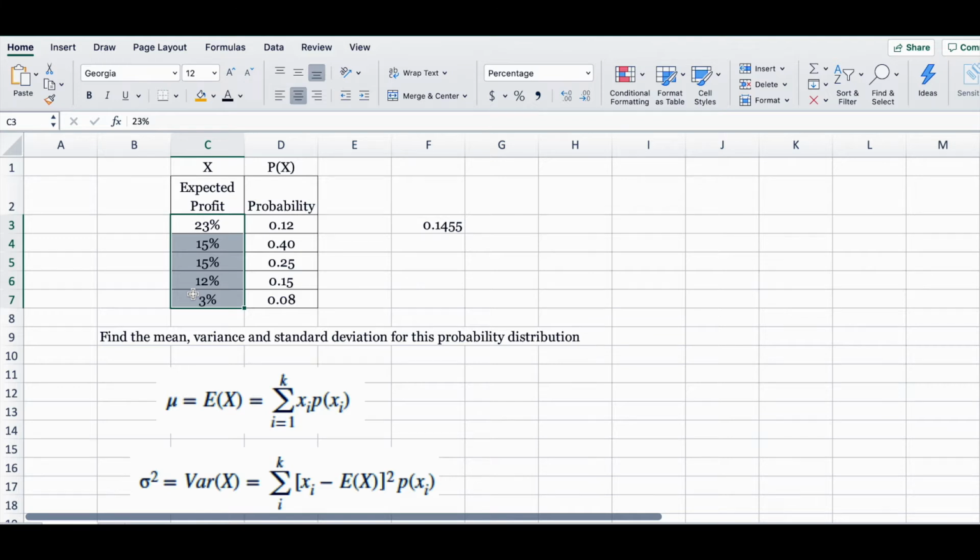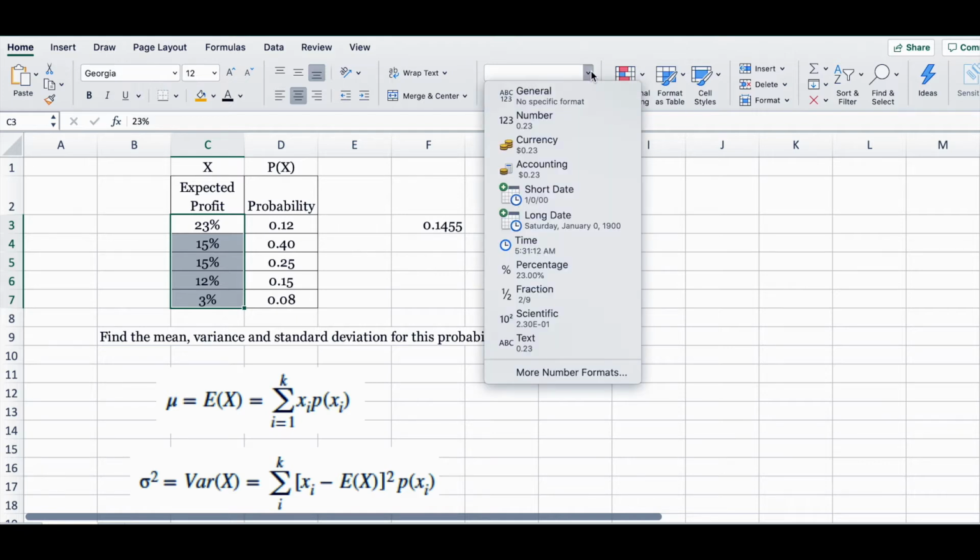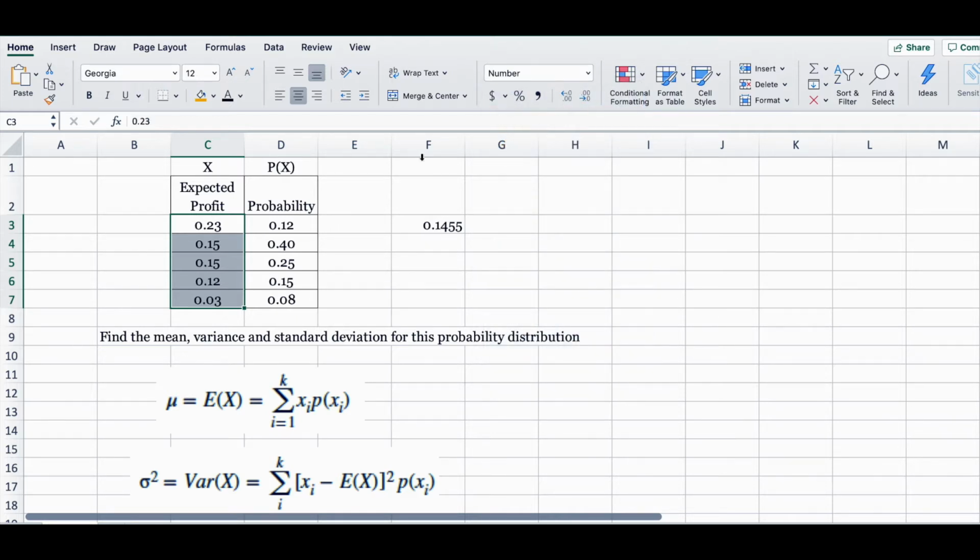Here we have our x variable displayed in terms of a percent. If you want to display it in terms of a decimal, you can always format it from under the Home tab. Right here where it says percentage, if you choose number, it's going to change it to a decimal. The answer is still the same. Now let me move this to this cell so that I can carry on with the variance calculation.